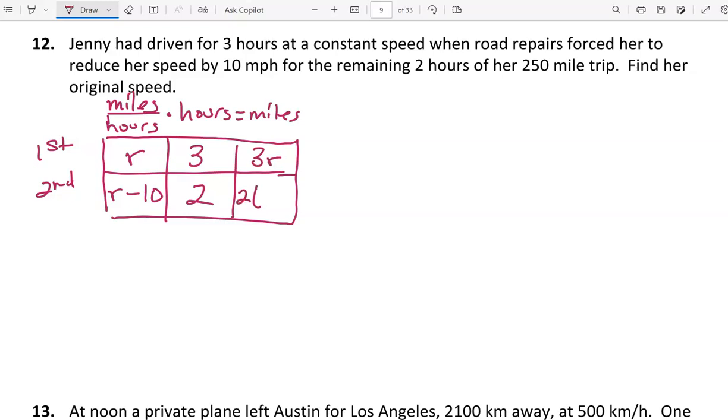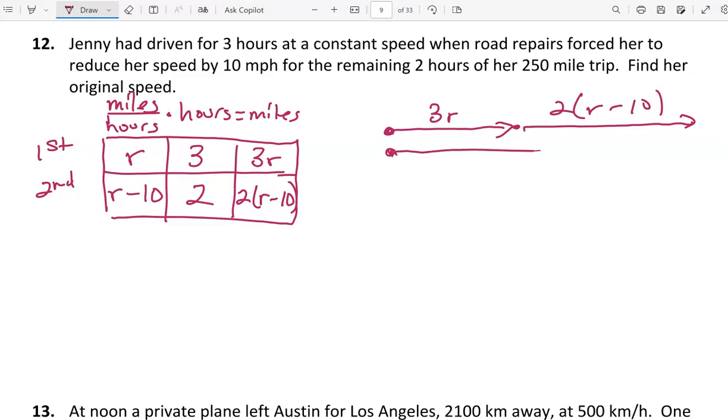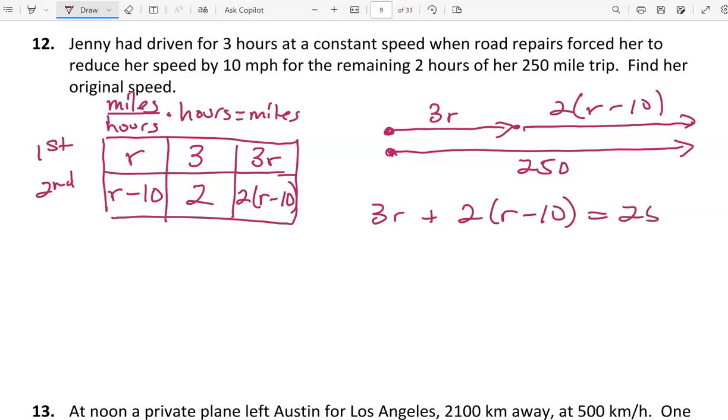Multiply to find the number of miles, and then let's draw Jenny's trip. Here's the first part of her trip. She went a distance of 3r, and then continuing from the same point, she went a distance of 2 times r minus 10. And what we do know is that the entire trip was 250 miles. That suggests that 3r plus 2 times r minus 10 is equal to 250.